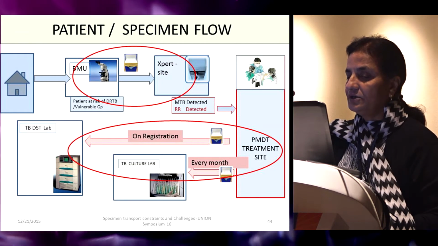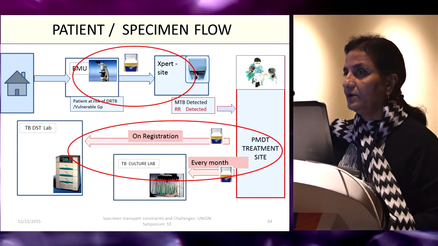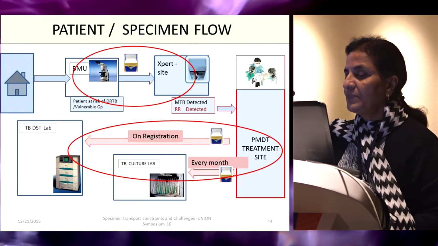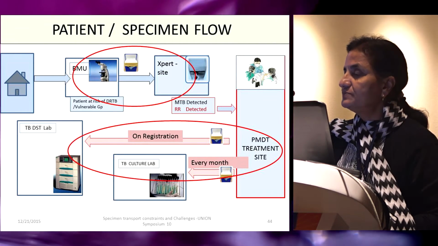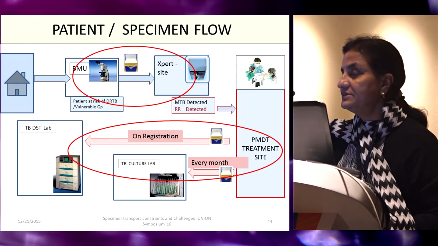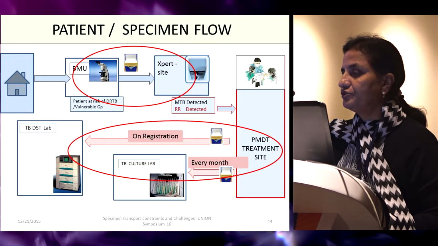On enrollment, his specimen is collected and transported to the DST laboratory for first and second line DST. The patient is cared for under ambulatory care. He comes to this PMDT site every month, and the specimen is collected at this site and then shipped to the culture laboratory for treatment monitoring.